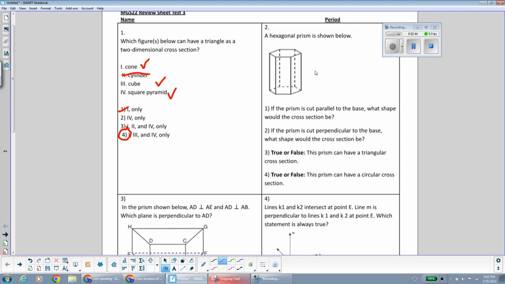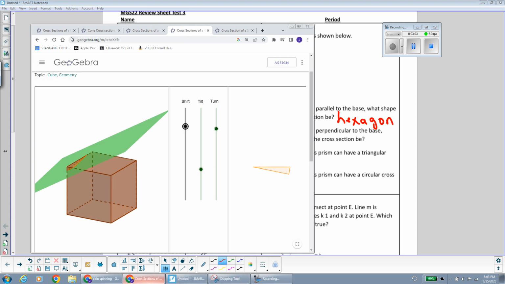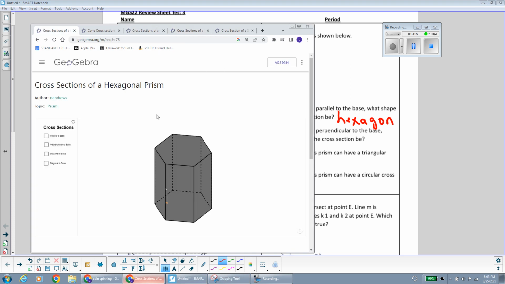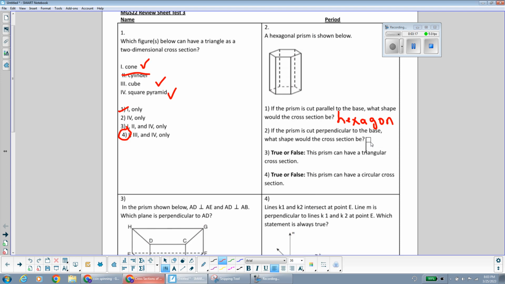Okay. We're talking about a hexagonal prism over here. So first we're cutting it parallel to the base. Parallel to the base means horizontally, and it's going to be a hexagon. So I'm going to write that down. And let's just see a visual of why that's true. So let me pull that up. Okay, so we are doing parallel to the base. And as you can see, parallel to the base is the same shape as the base in a prism. So in a hexagonal prism, it would be a hexagon.